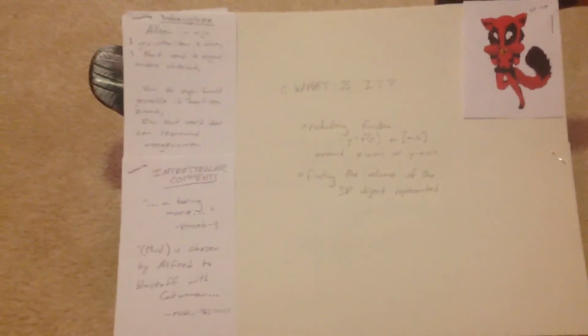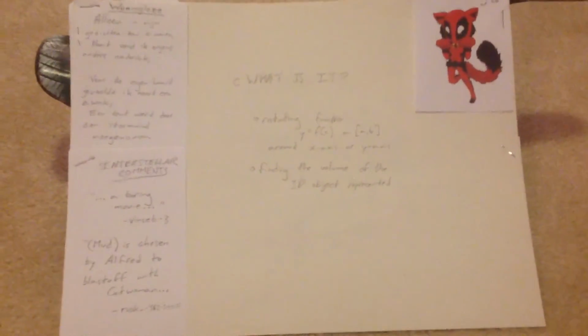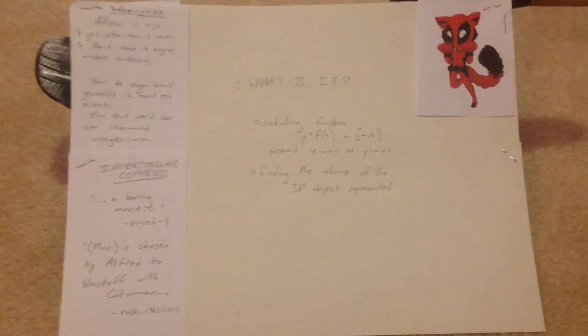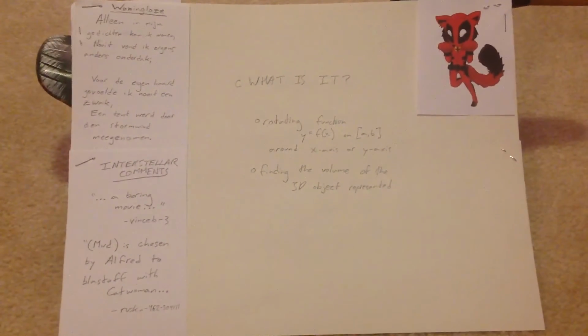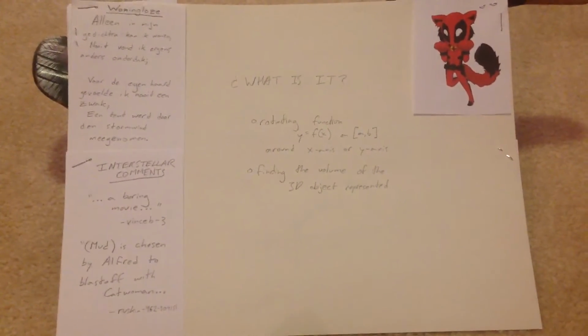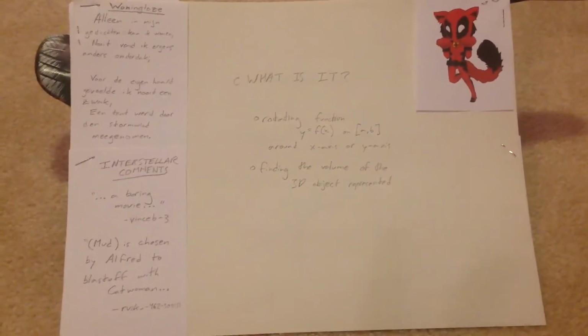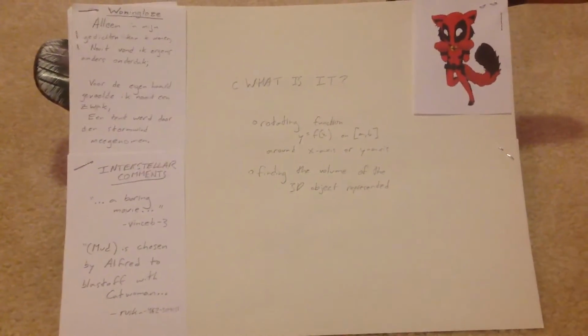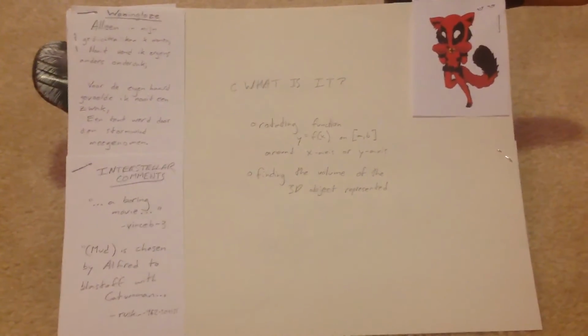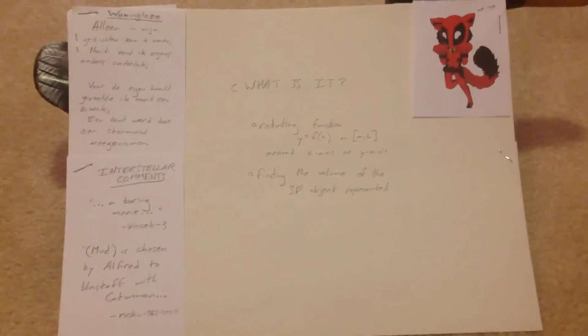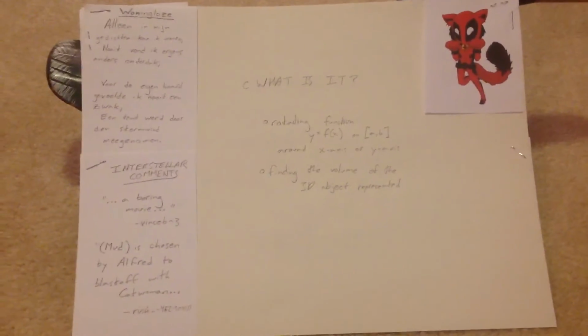Pretty fun. So, what are we talking about when we say volumes of solids of revolution? Well, what we're doing is rotating a certain function about the x or y axis, and then we're finding the volume of this three-dimensional object that we're representing. Alright, I'll show you what we mean when we're saying this.